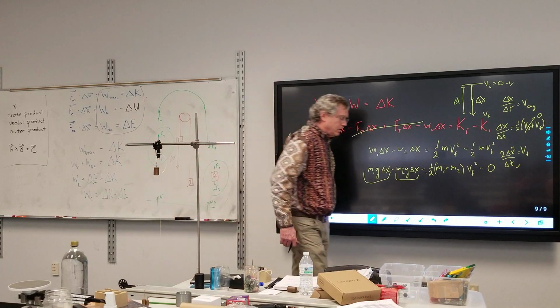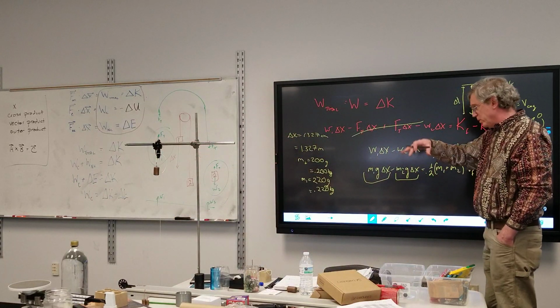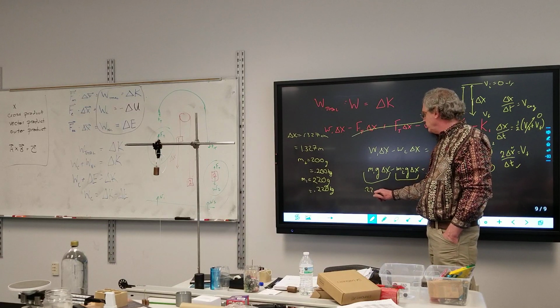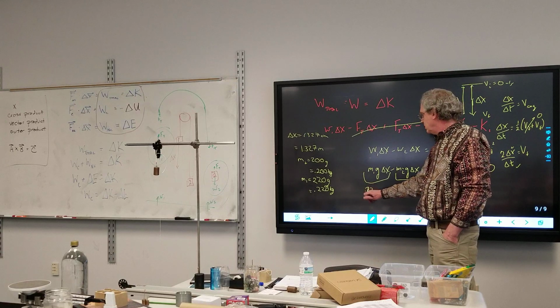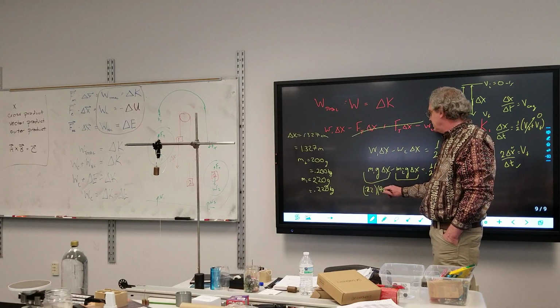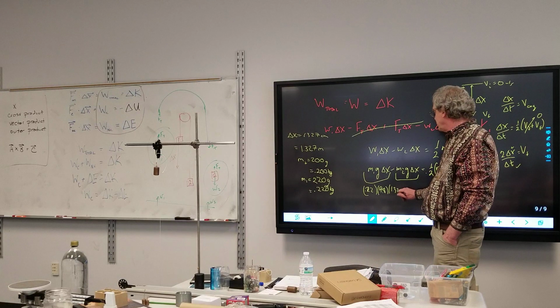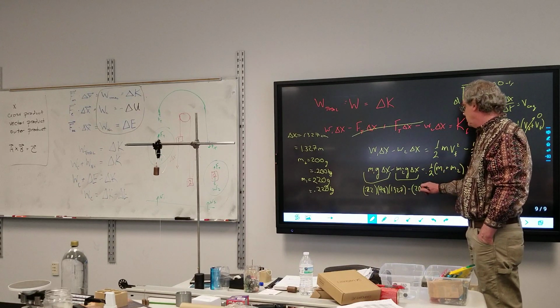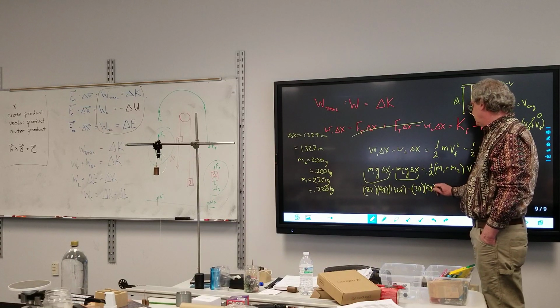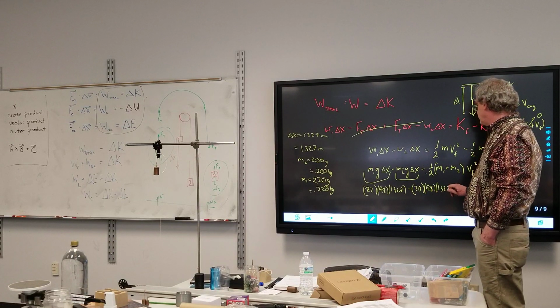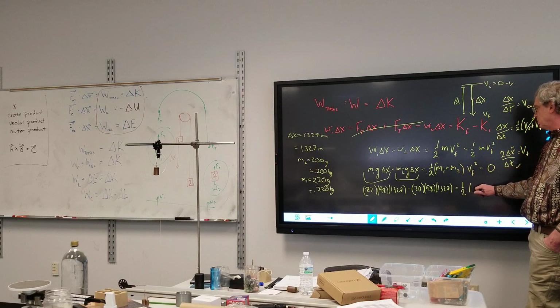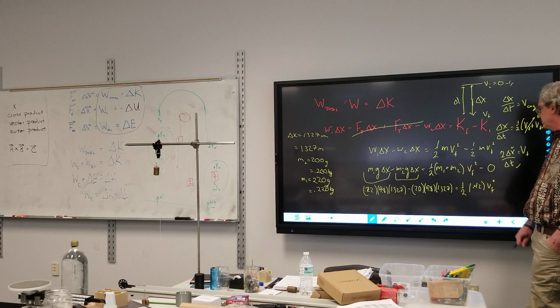G, I think 9.8 is sufficient for what we're doing right now. So mass 1, this is 0.22 times 9.8 times 1.327 minus 0.20 times 9.8 times 1.327. That's going to equal 1/2 times the total mass, which is 0.42, times my final speed squared.